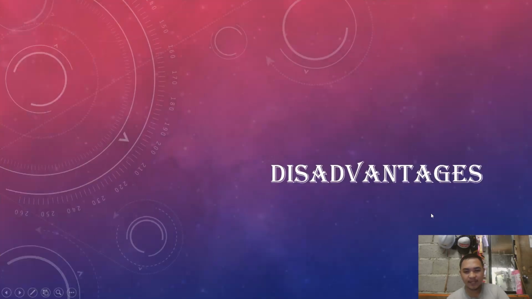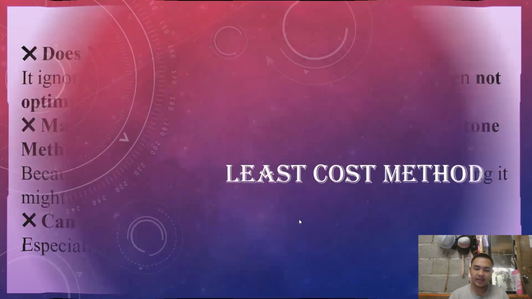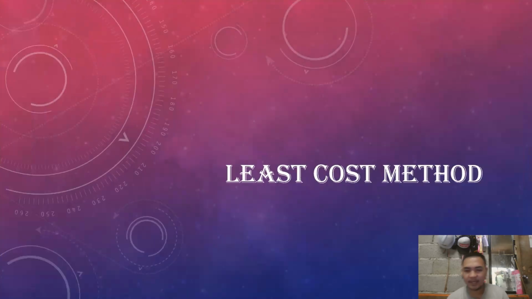Now we'll talk about the disadvantages. It does not consider cost. It ignores the transportation cost, so the solution is often not optimal or even far from optimal. It may require more iterations in the MODI or stepping stone methods, to be discussed in the upcoming reports, because the initial solution is not cost efficient. Optimizing it might take more steps. And lastly, it can give extremely high costs as initial solutions, especially when high cost cells are located in the northwest.